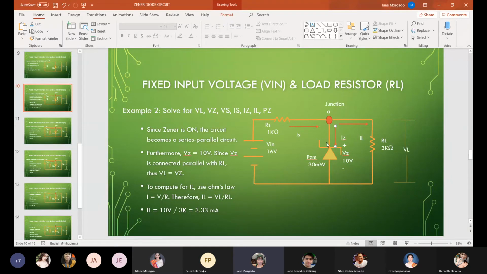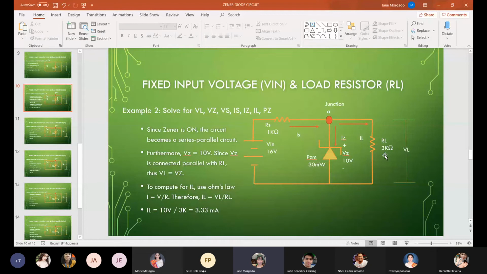And since on si Zener, okay, active siya, and ang specs ni Zener is that it is equal to 10 volts. Ayan. Kung 10 volts si Zener, and Zener is connected in parallel with RL, kaya ang voltage across RL is also equal to, saan? 10 volts po. 10 volts also. So, inadapt naman niya ngayon yung voltage across Zener. Kasi on si Zener, and Zener is 10 volts, so the voltage across RL is also equal to 10 volts.